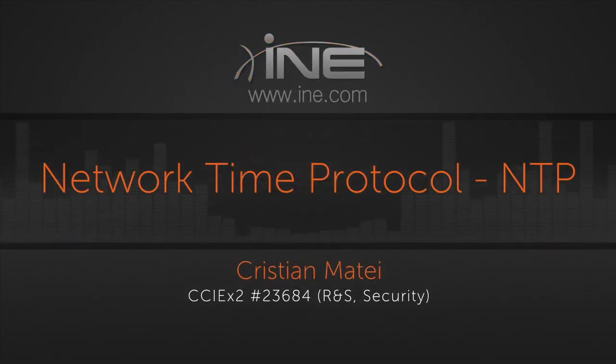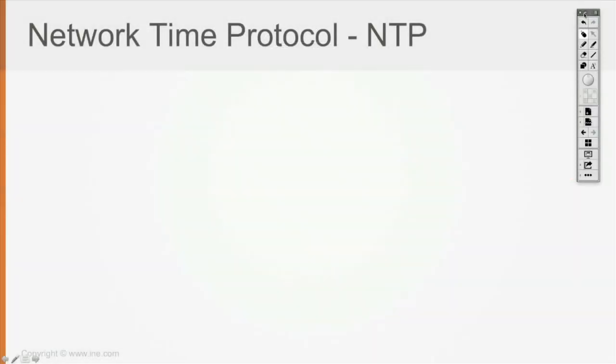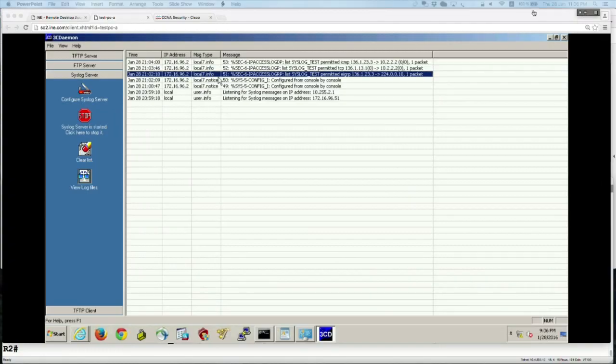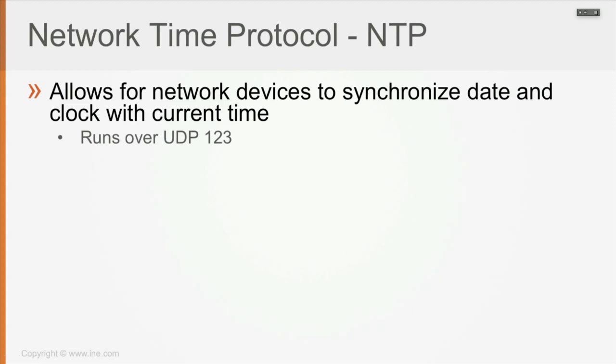So now we're gonna be using NTP in all networks. Everybody pretty much uses NTP. NTP allows for a network device to synchronize its date and clock with the current time around the globe, of course with a specific time zone, the time zone you get to choose, by default being GMT. And NTP runs over UDP 123, cannot run over TCP or any other means, at least up to this point. It only works over UDP 123, both source and destination ports being UDP 123.